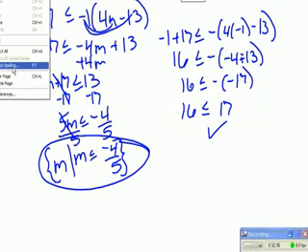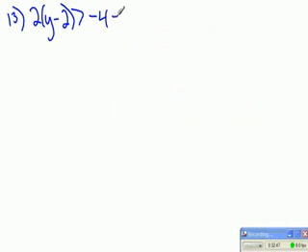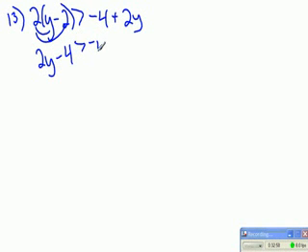On to number 13. Number 13 is 2 times y minus 2 greater than negative 4 plus 2y. Distribute. So I get 2y minus 4 greater than negative 4 plus 2y. I want to get all my y's on the same side, so I'm going to subtract 2y.